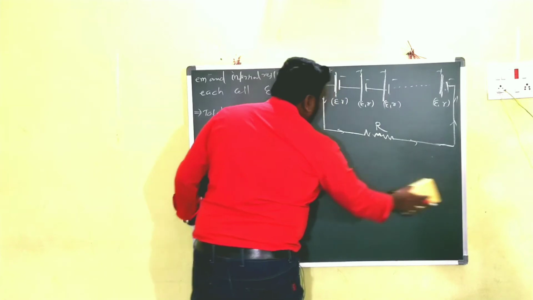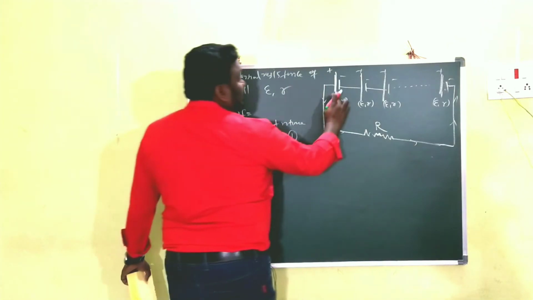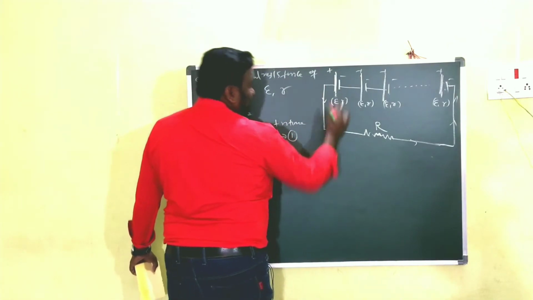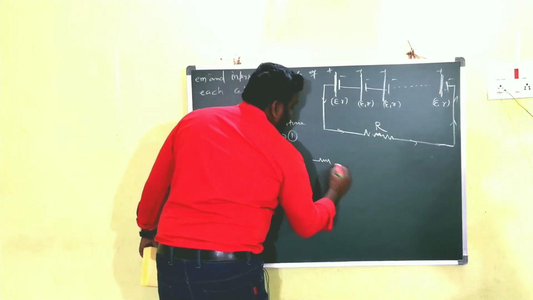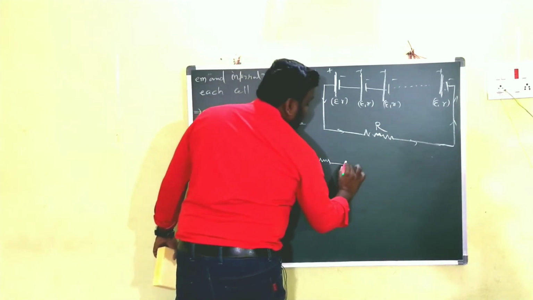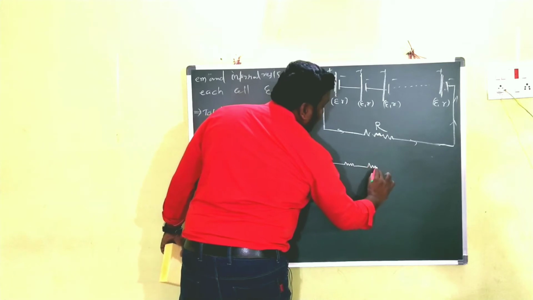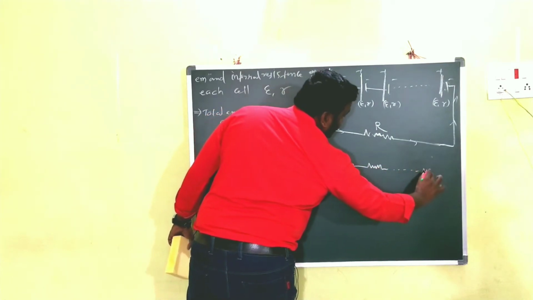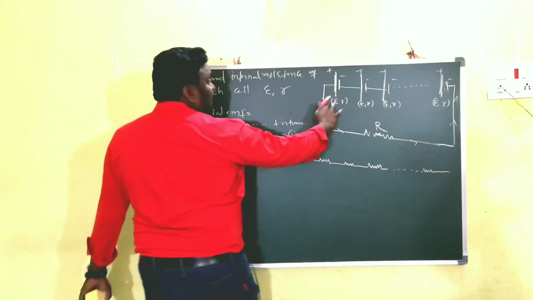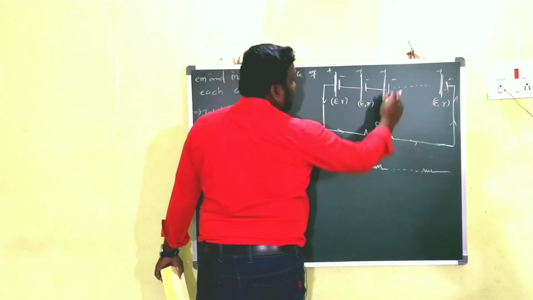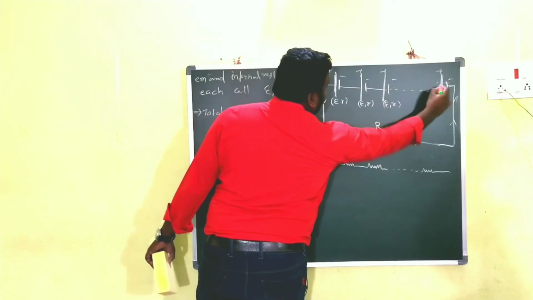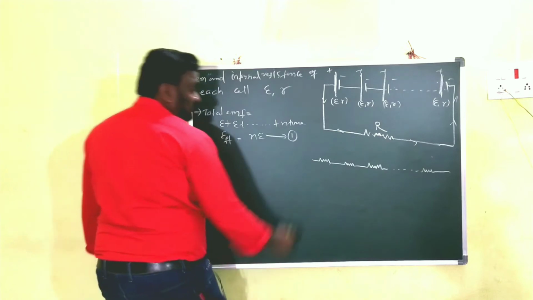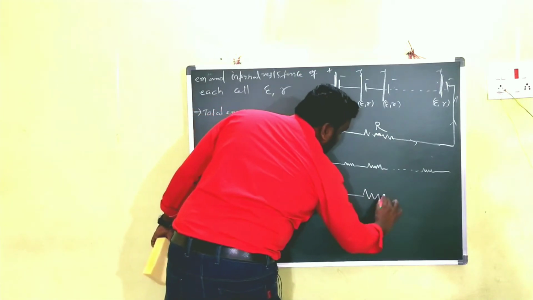And children, how are they arranged? Here this is the first cell, and it has some internal resistance, small r. Next one also has the same, and the next one also. And so on. That means the cells are in series combination, so their internal resistances are also in series combination. That's why I am showing it like this.